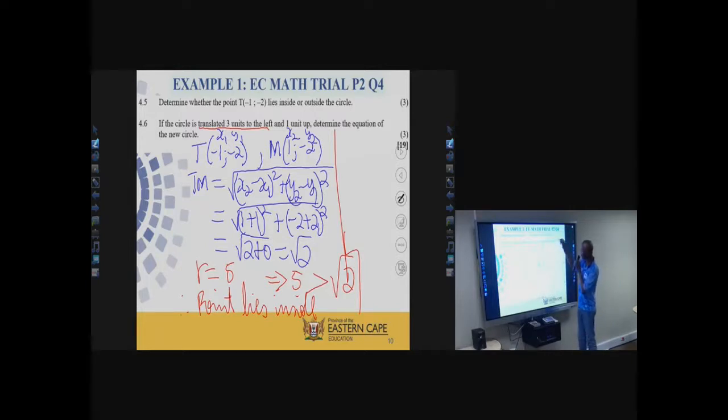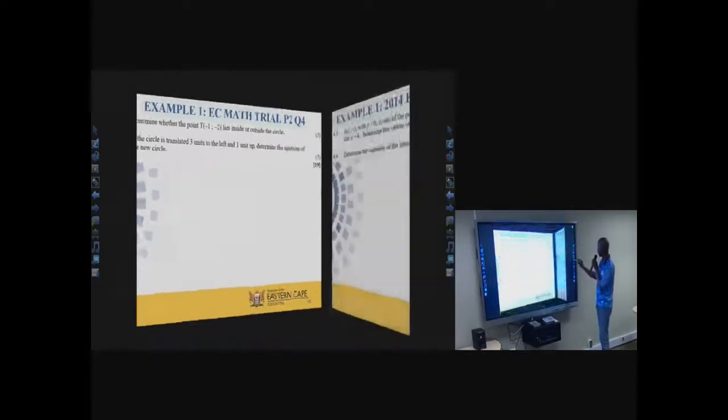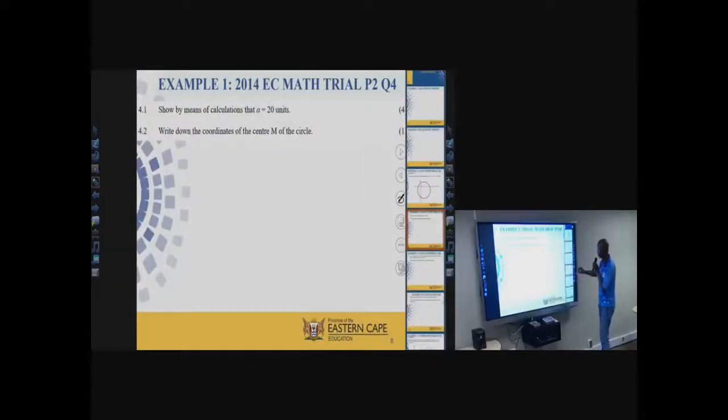So what is the equation of that circle in this form, x minus a all squared plus y minus b all squared is equal to r squared? What is that equation? Now, you will recall that we calculated that, and we calculated it to be, I hope it's still there.